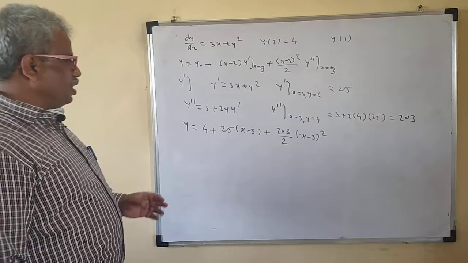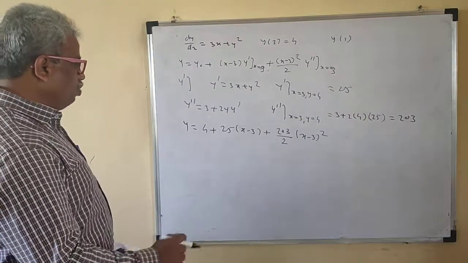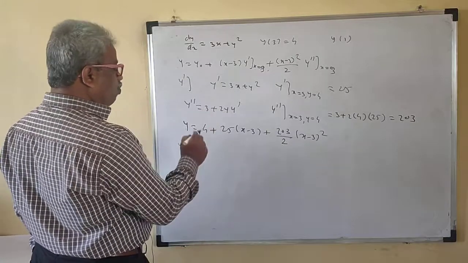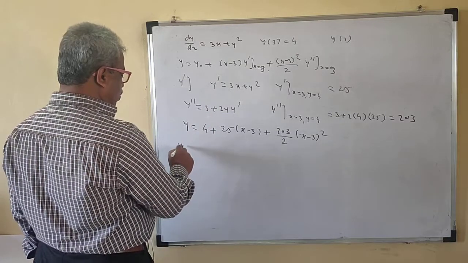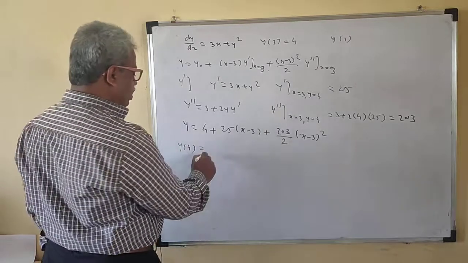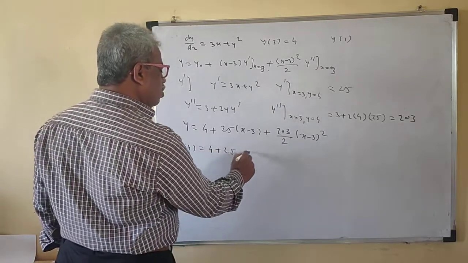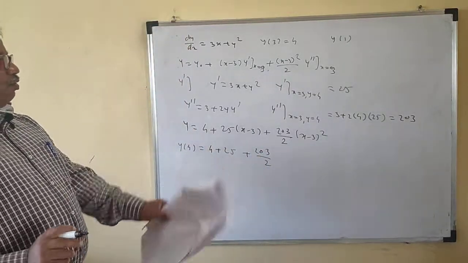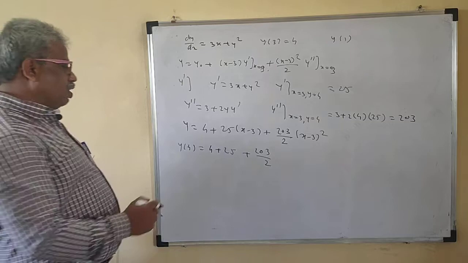If they want a coefficient, or some value, suppose they want the value y of 4 now. So we find y of 4 now here. Because if you take y of 4, the problem will be easy now. Plus 25 plus 203 upon 2 only. Okay, so y of 4 will be easy here. So this is what? 29.